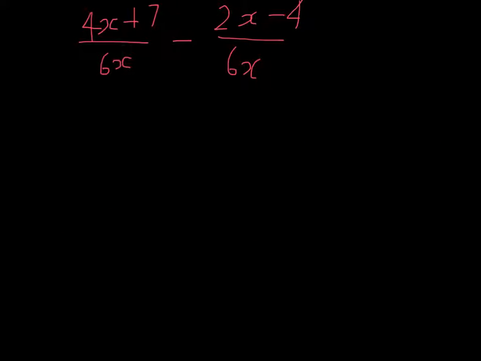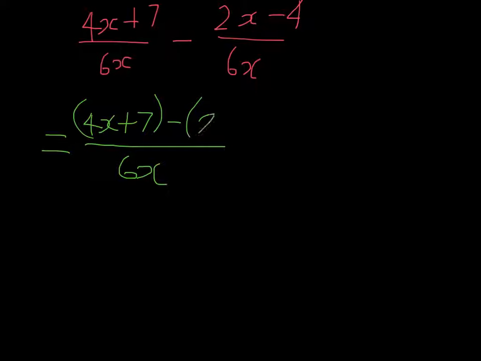You'll see this problem is a little bit trickier, but the same thing applies. They both have a common denominator, so we can go straight away and subtract this second term from the first term. So let's show our working out because this is going to help. So it is going to be all over 6x, denominator stays the same. So it's going to be 4x plus 7 take away 2x take 4.